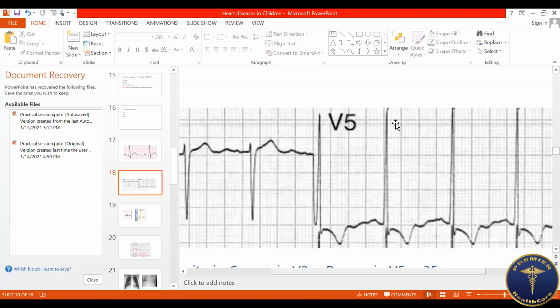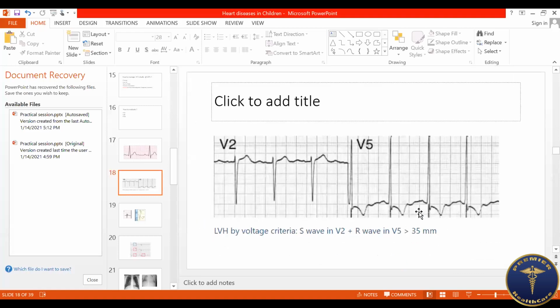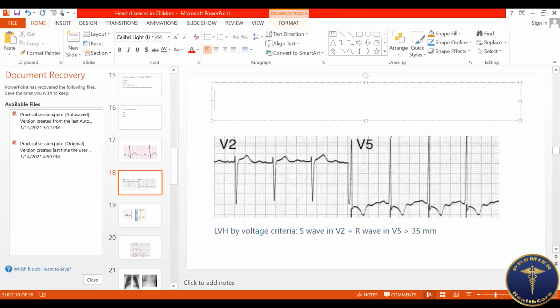So if you put this R wave and S wave together, how tall is that? 55. If the total of S wave and R wave is more than 35, and here it is 55, well above 35, that is called what? Cardiomegaly. Cardiomegaly is a big heart. The heart is big.